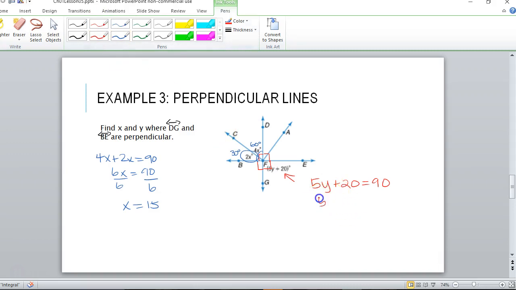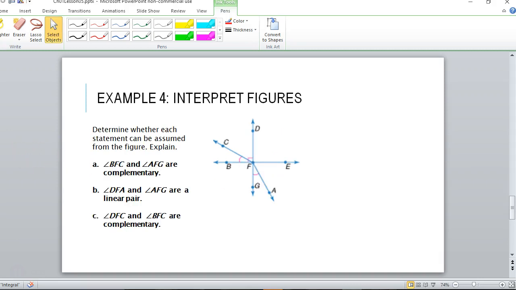This one, 5y equals 70, subtracting 20 from both sides. Dividing both sides by 5, y is 14. So if I plug it back in here, 5 times 14 is 70, plus 20 is 90. Good to go. All right, next one.